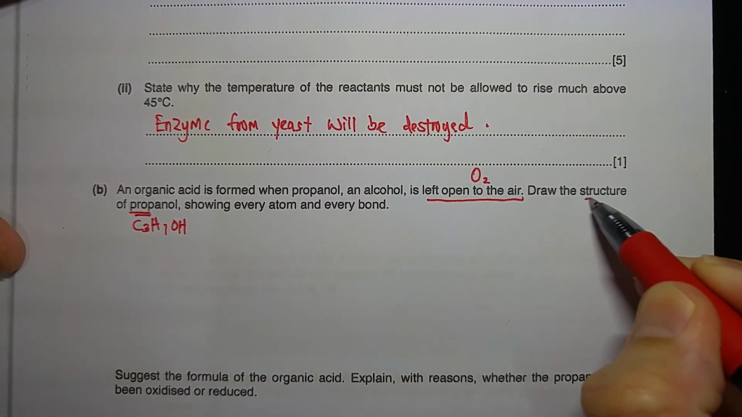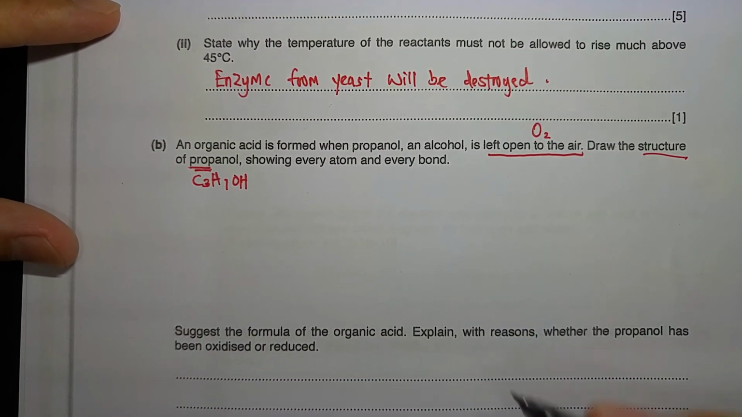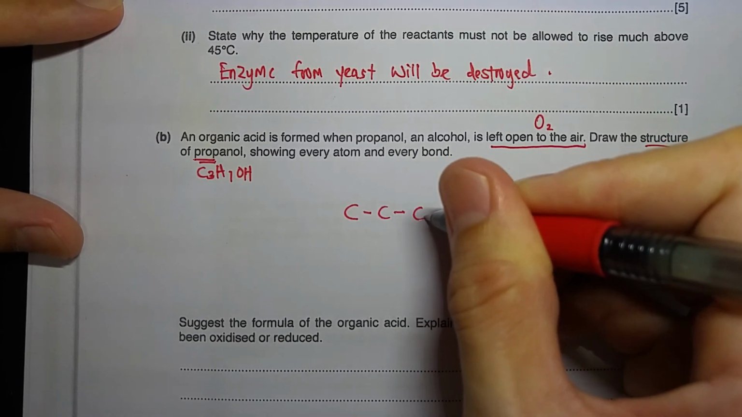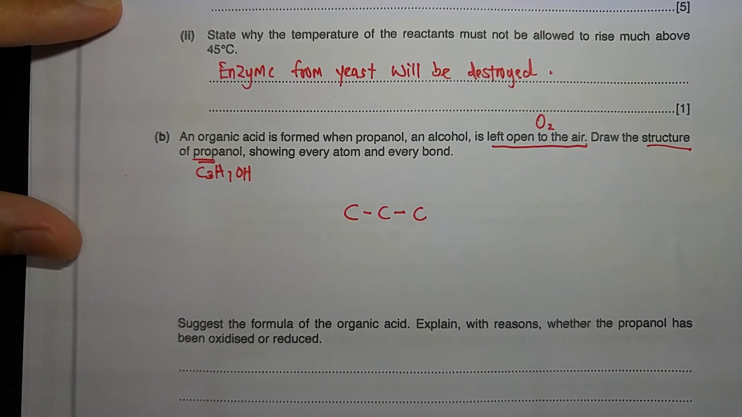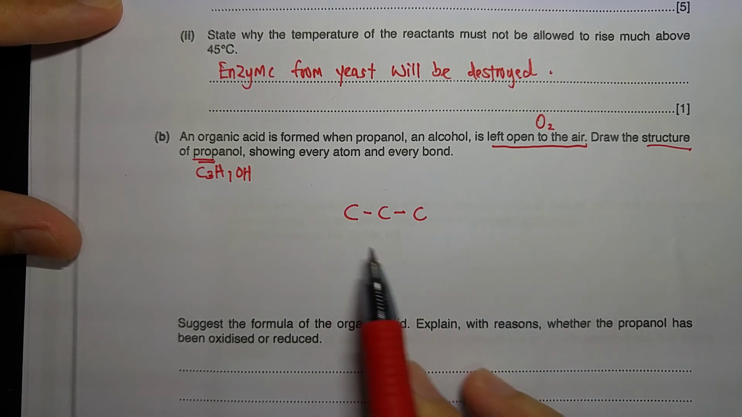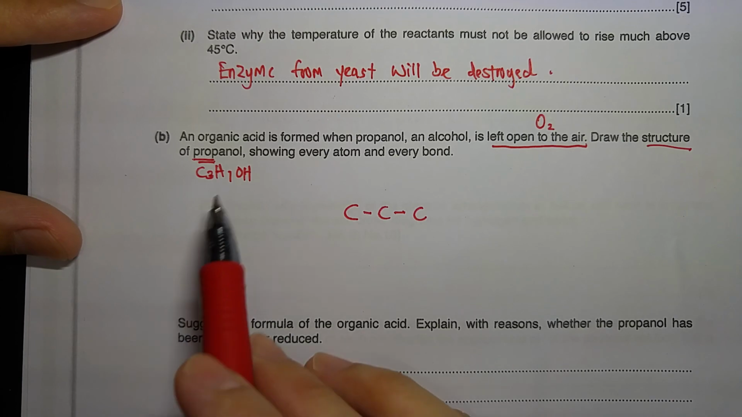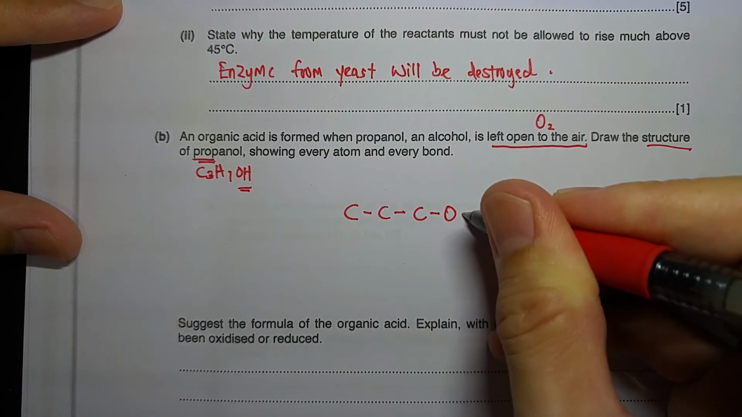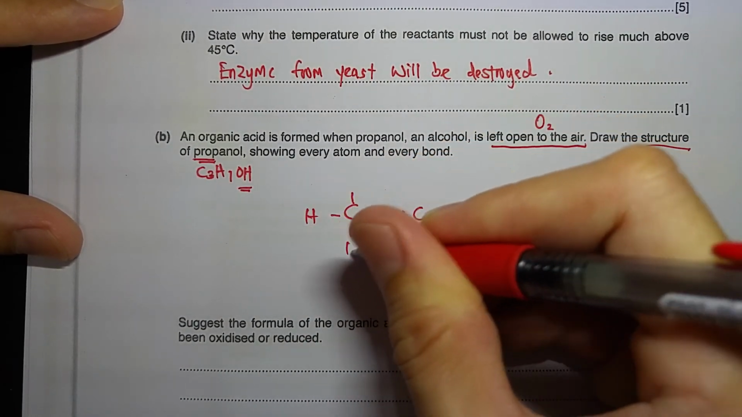But the question says draw the structure. So this structure refers to structural formula. So structural formula, 3 carbon atoms. So you just draw 3 carbon atoms in a straight line. Try not to draw up and down, vertically. Try to draw horizontally. So 3 carbon atoms, and then the functional group is OH. So draw OH, and then the rest would be just hydrogen atoms.